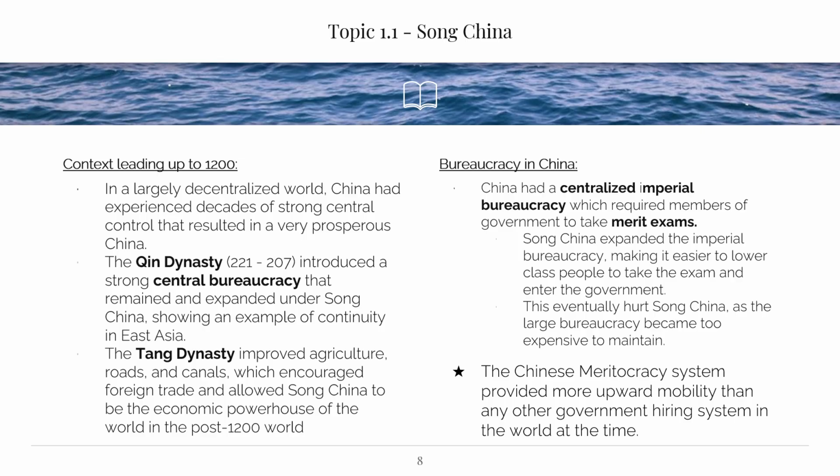Just a little side note, the Chinese meritocracy system provided more upward mobility than any other government hiring system in the world at the time. It was still somewhat limited though, because you did have to pay in order to take this exam. And so if you didn't have the money, you couldn't take it.